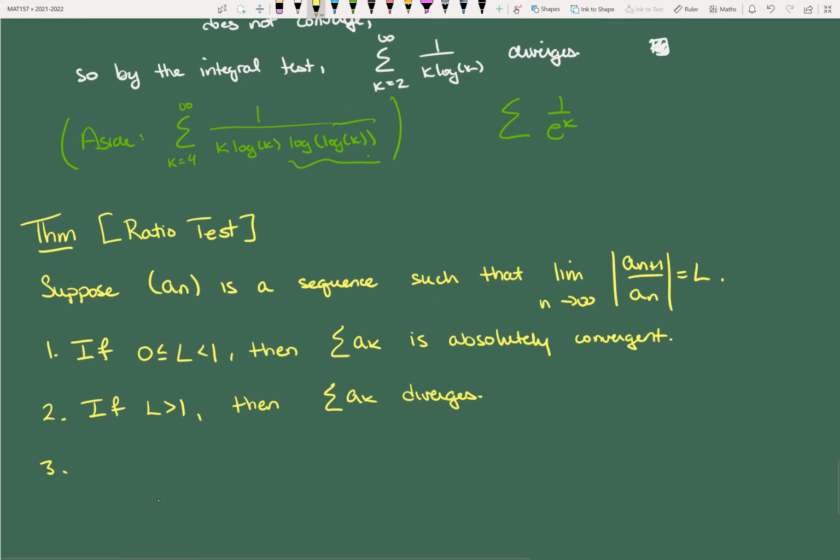If L is equal to one, tough. Inconclusive. And by inconclusive here, we mean that we can explicitly construct examples of both convergent and divergent series for which this limit is equal to one. So if this limit is equal to one, you don't know anything, and this test does not apply.